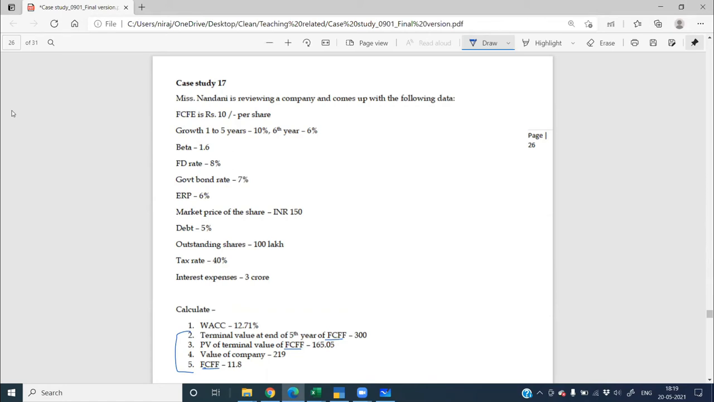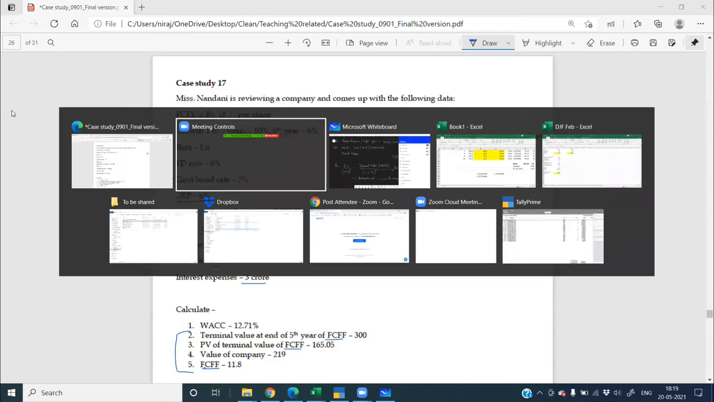Okay. Growth for years 1 to 5 is 10%. Year 6 is 6%. Beta is 1.6, FD is 8%, government bond rate is 7%, equity risk premium is 6%, market price of the share is 150 INR, debt is 5%, outstanding shares is 100 lakh, tax is 40%, interest is 3 crores. This is the information that has been given to us.